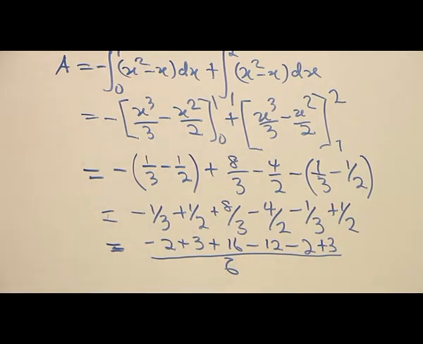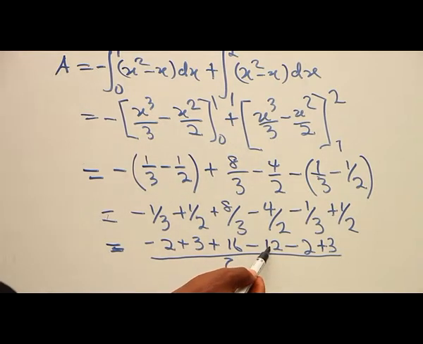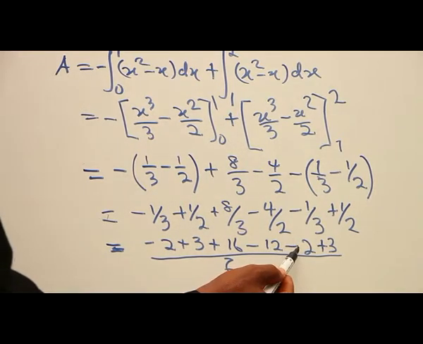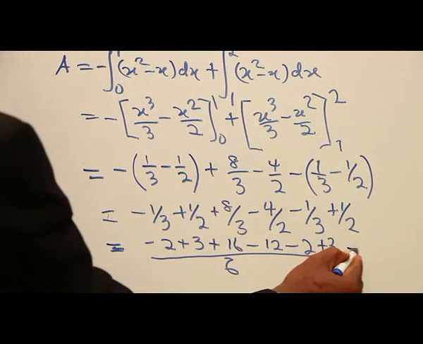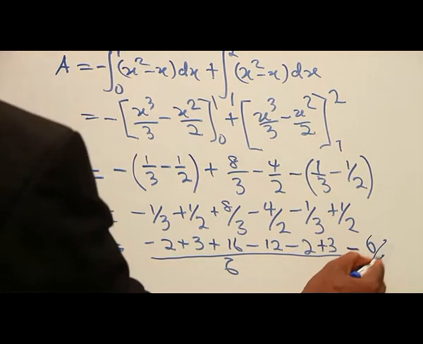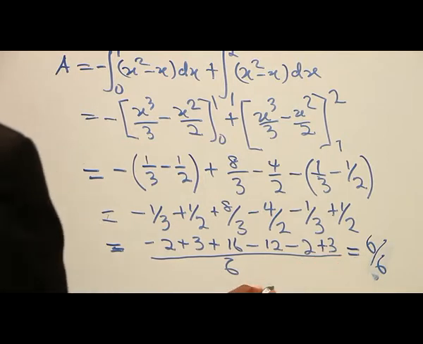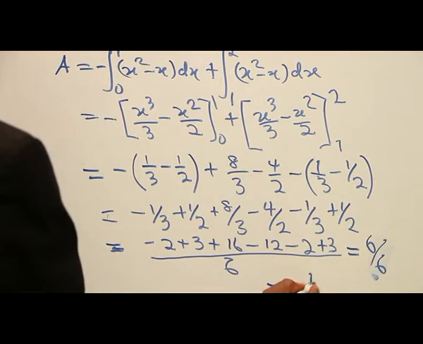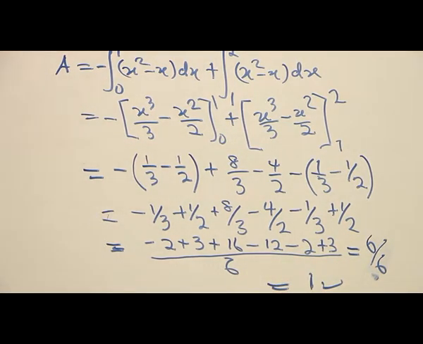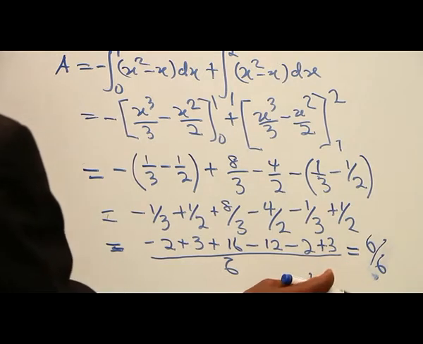Good. So let's see. This we add up to what? 16. This is 1. 17. 5. Minus 2. That's 3. 3 plus 3 is 6. So we have 6 all over 6. And the final answer is equal to 1 unit. So we have the area under the curve is 1 square unit.